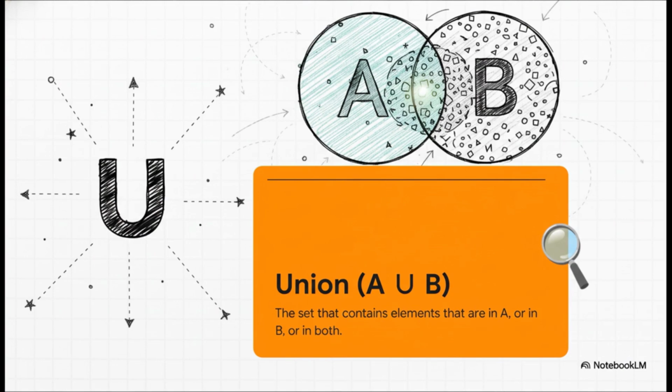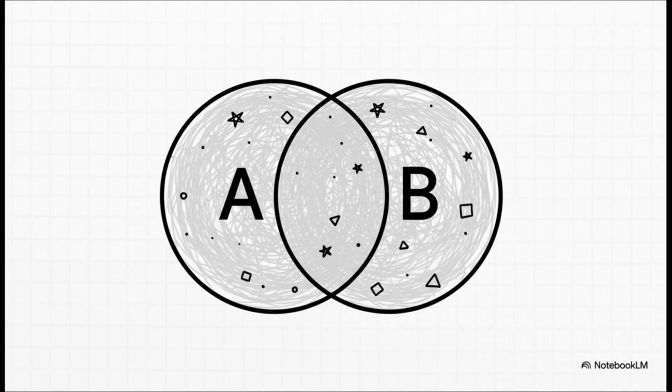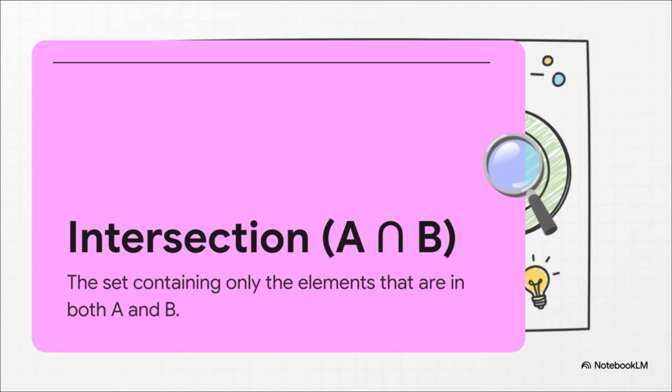The union of set A and set B is just a new set that includes everything from A, everything from B, and anything they happen to share. It's the all-inclusive combination. In a Venn diagram, the union is super easy to spot. It's just the entire shaded area of both circles put together. If an element is anywhere in that shaded zone, it's in the union. Simple as that.